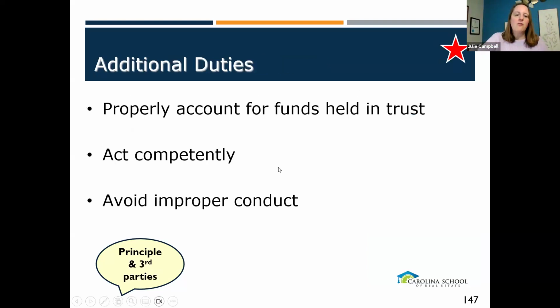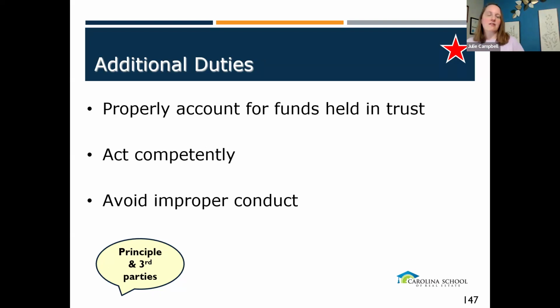Additional duties we owe principal and customers. We've got to properly account for funds held in a trust account or an escrow account. We're going to talk about the trust account and license law and commission rule, handling other people's money. We have to act competently, have to perform the services that are required by our agency relationships. What are those services, you ask? They're spelled out in our agency agreements.